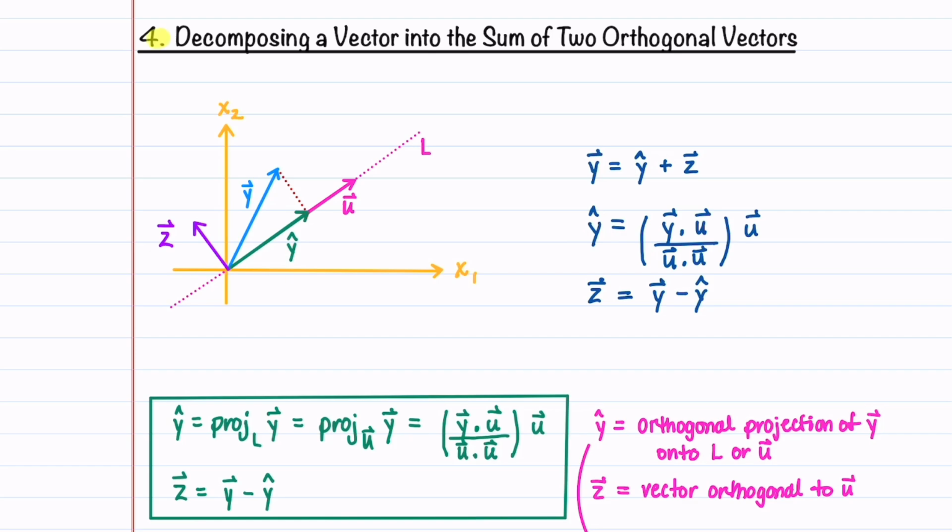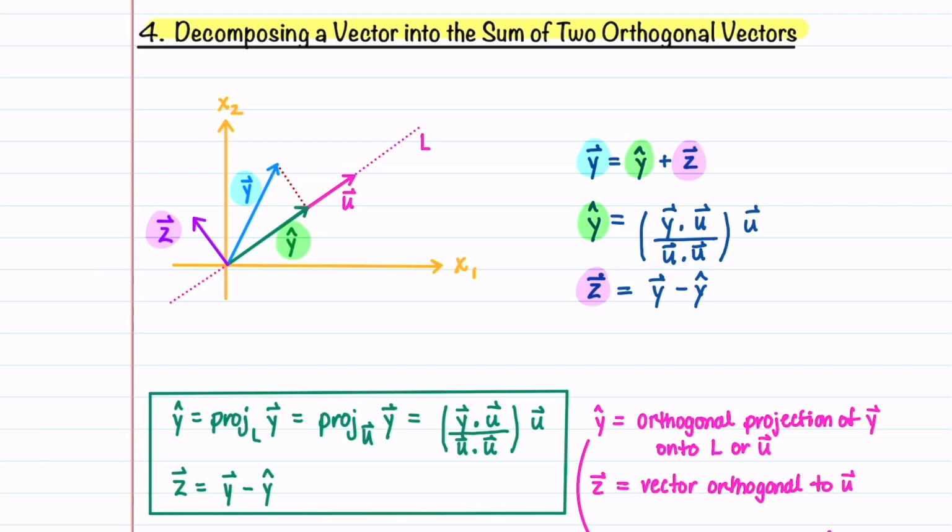Let's now learn how to decompose a vector into the sum of two orthogonal vectors. We're going to decompose y into the two orthogonal vectors y hat, that's the projection of y onto vector u, and vector z, which is the vector orthogonal to y hat. Our vector y is going to equal our vector y hat plus our vector z. Y hat is going to be y dotted with u divided by u dot u times u, and then z we can get from this formula and just solve for z, and it's going to be y minus y hat.